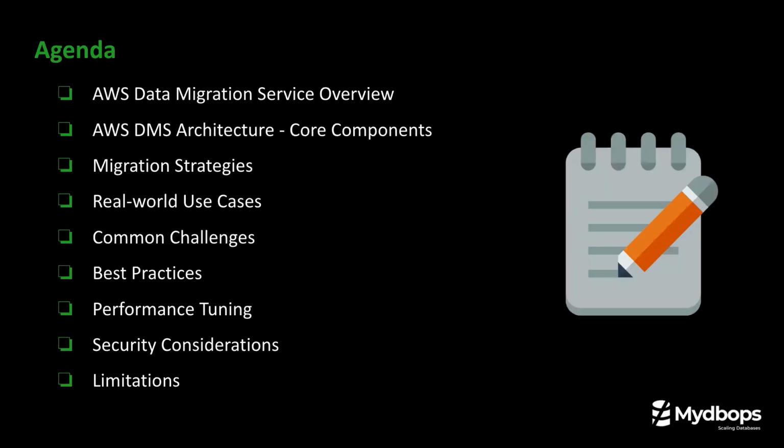So here is our agenda for today. We will start with an overview of AWS DMS. Then we will look at its architecture and its core components. After that, we will discuss the migration strategies and real-world use cases. We will also cover the common challenges, best practices, and performance tuning. Finally, we will look into the security considerations and limitations.